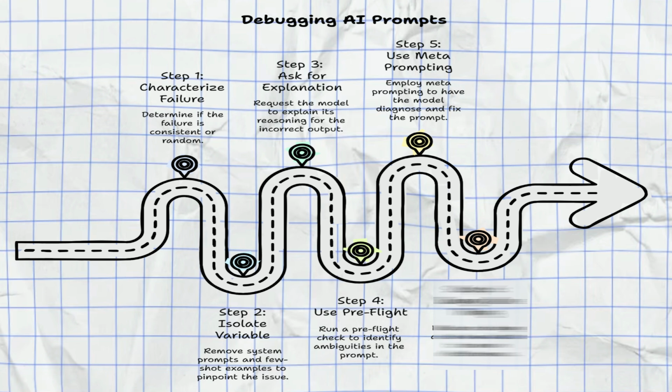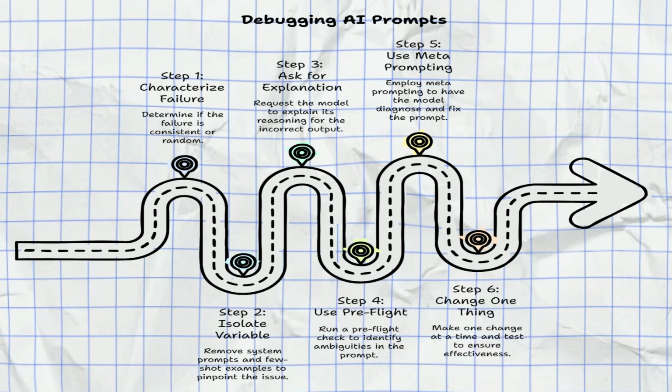So you can give your language model: here is my prompt and here is the example of bad output. What is ambiguous or unclear? What would you change to prevent this output? Let the model diagnose and fix itself.